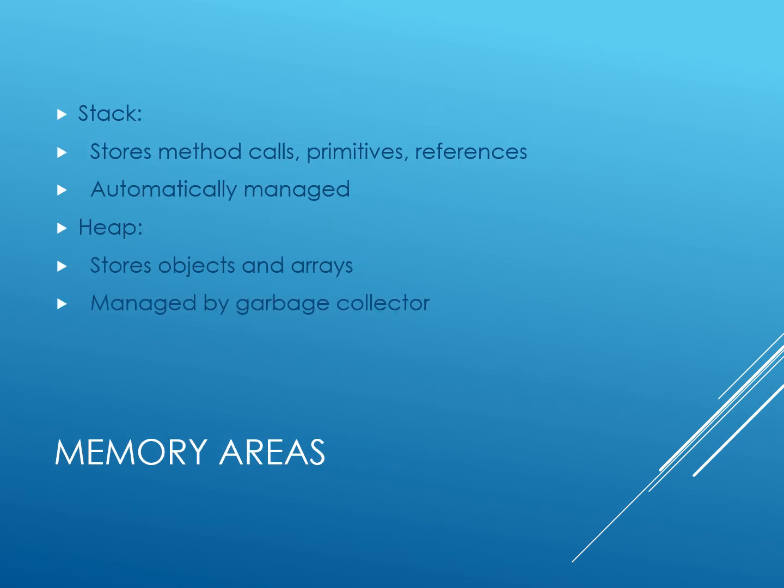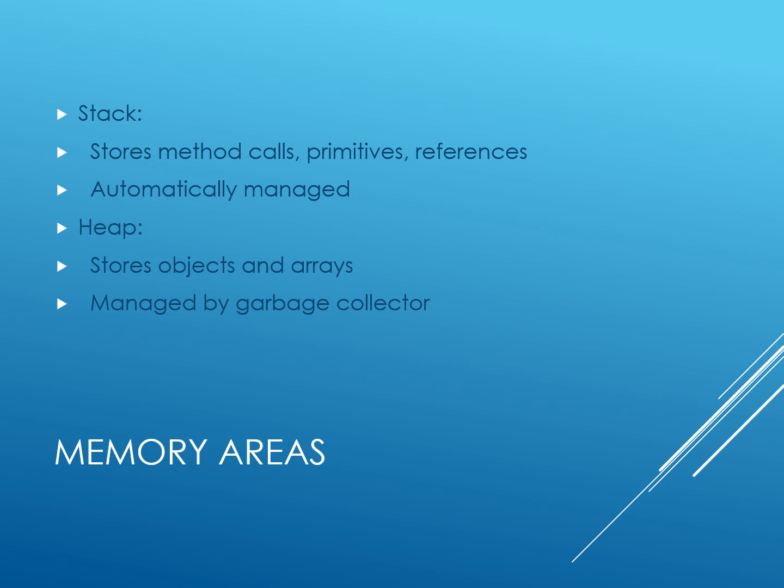Next we are going to talk about the memory areas. The memory areas in Java are divided into two main parts: the stack memory and the heap memory. First, let's talk about the stack memory. The stack memory is used to store primitive variables like the character and the integer. The stack memory is also automatically managed. When a method is called, the variables go into the stack, and when the method ends, the memory is released.